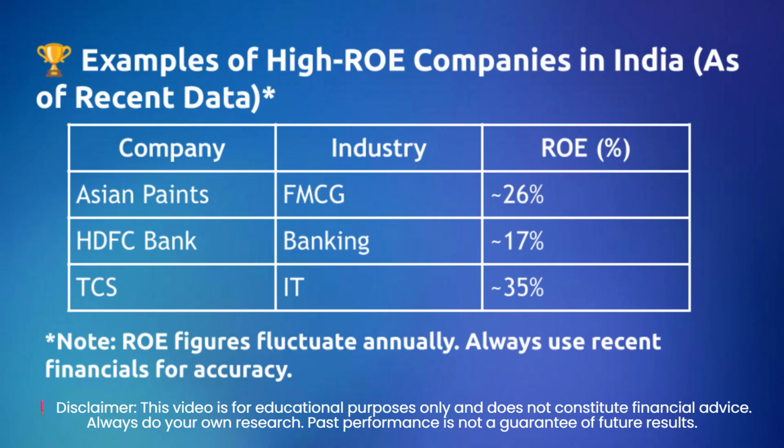Examples of high ROE companies in India, as of recent data. Company, industry, ROE percent. Asian Paints, FMCG, 26%. HDFC Bank, banking, 17%. TCS, IT, 35%. Note, ROE figures fluctuate annually. Always use recent financials for accuracy.